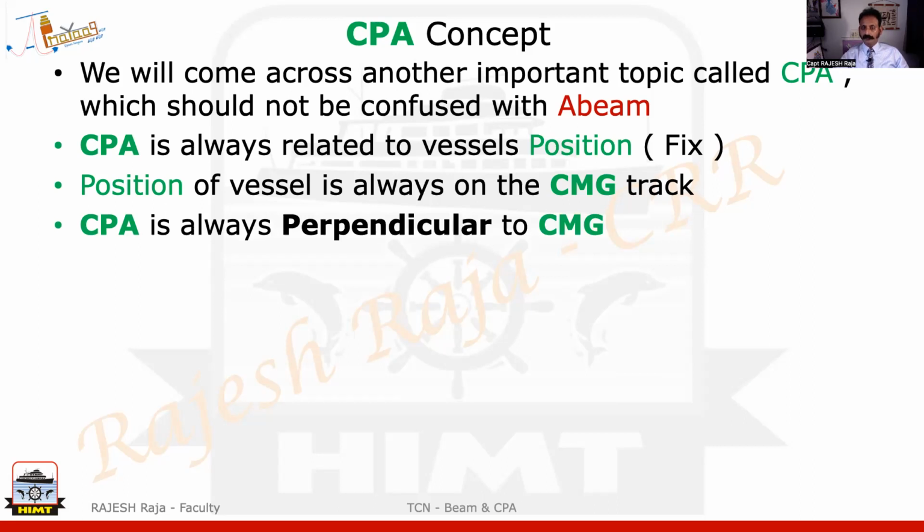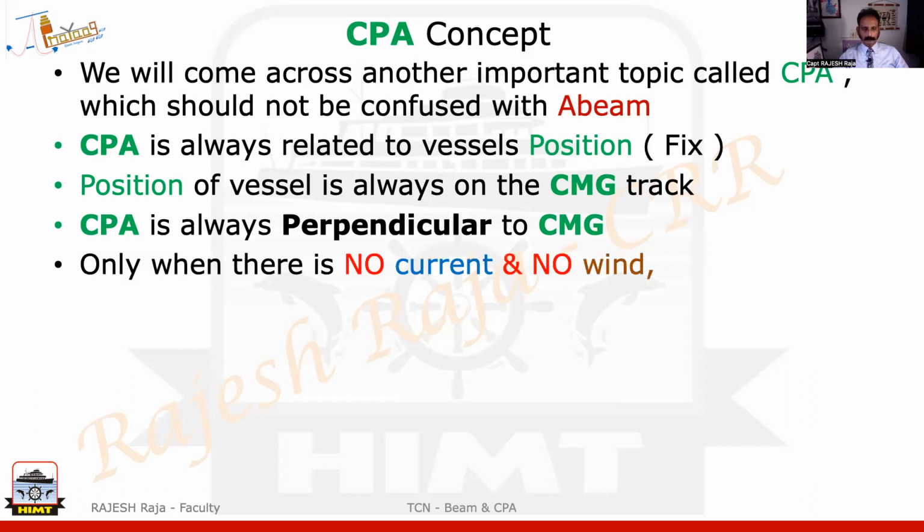Why perpendicular? Because if I give you two objects, let us say they have some orientation or whatever way, they are stopped also, the closest distance is always a perpendicular distance. If I give you two lines, two parallel lines or whatever it is, the closest distance is a perpendicular distance. So CPA is your perpendicular distance to CMG. Please remember this. We'll clarify this with pictures.